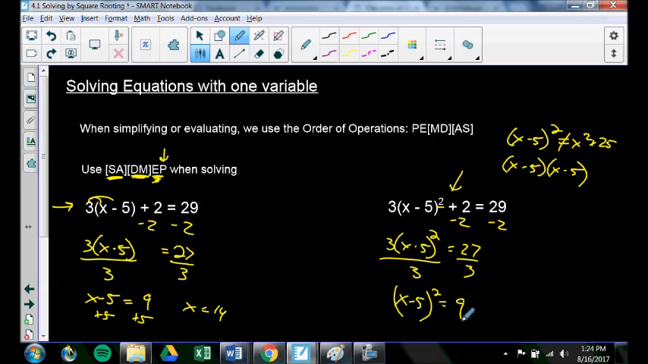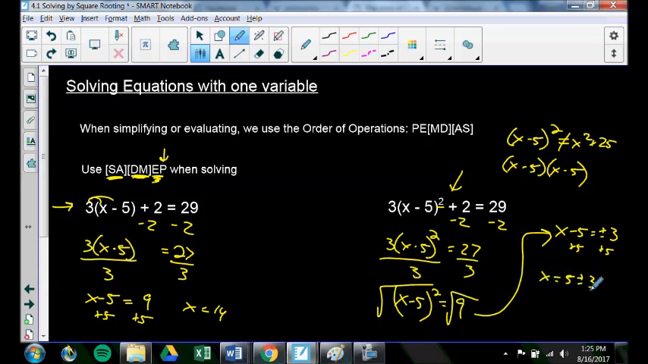Well, now, to undo the square, the inverse of a square is a square root. So I'll square root both sides of the equation. And this leads me to x minus 5, and the square root cancel each other, so there's no power anymore, and the parentheses can go away at this point. X minus 5 equals positive or negative 3. When you square root both sides of an equation, there's a plus or a minus. I will now add 5 to both sides, so we get x equals 5 plus or minus 3.